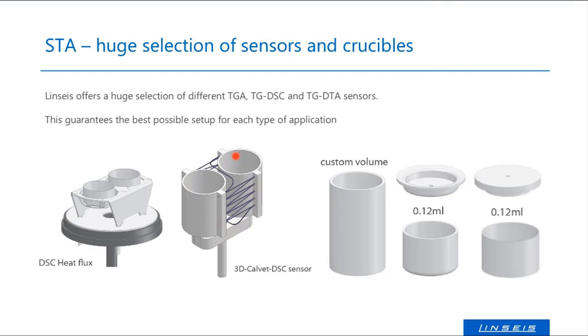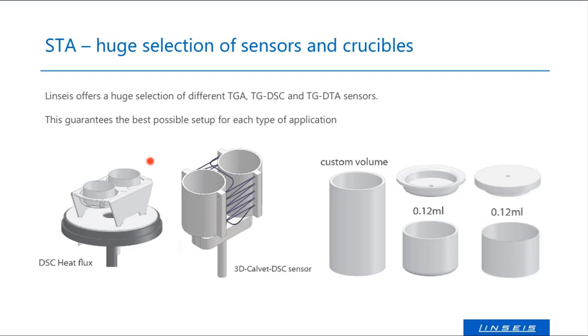As I said, you will get the presentation, so you can have a look at the options regarding the furnace by yourself later. Besides the furnace, we also can vary the sample holder and, of course, also the crucibles. As I told you in the beginning, the STA is a combination of TGA and DSC. That means it can work as a standalone DSC and it can also work as a standalone TGA, depending on the kind of sensor you use.